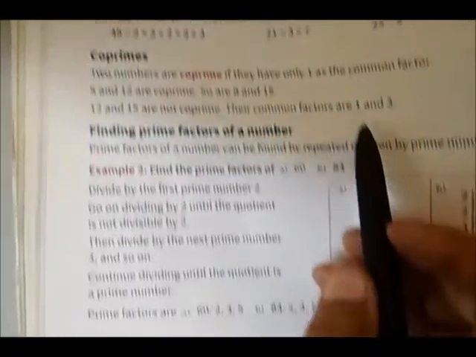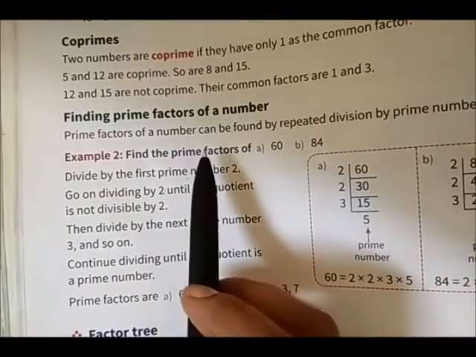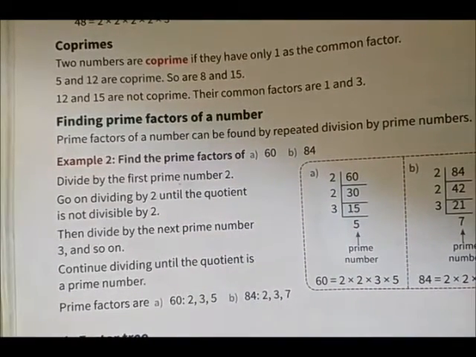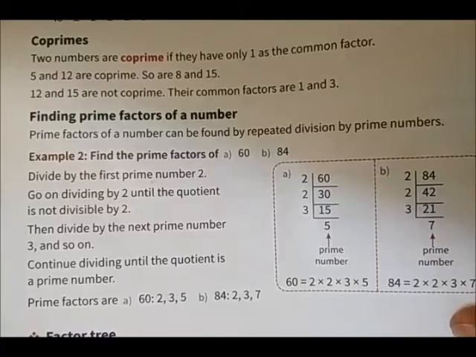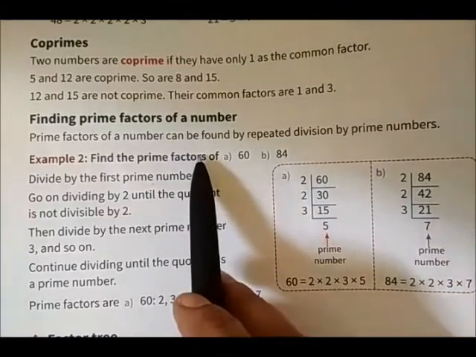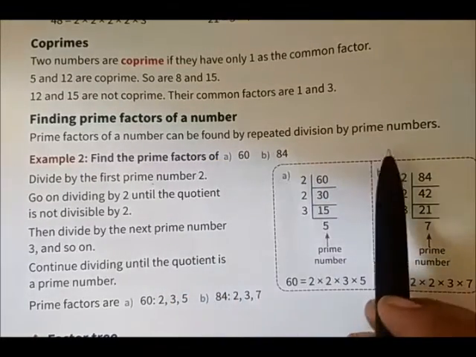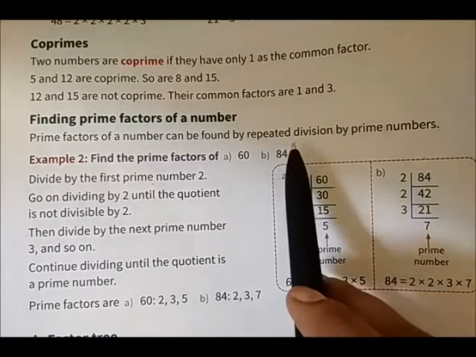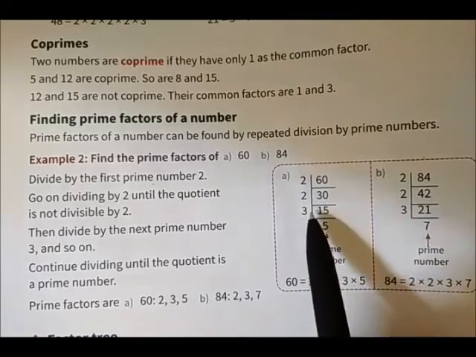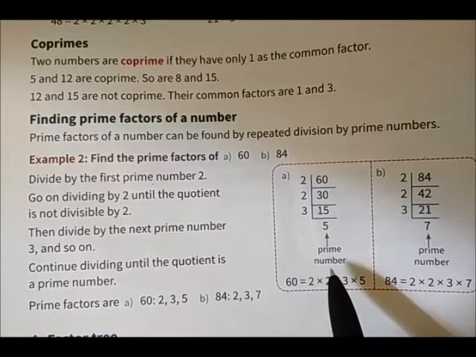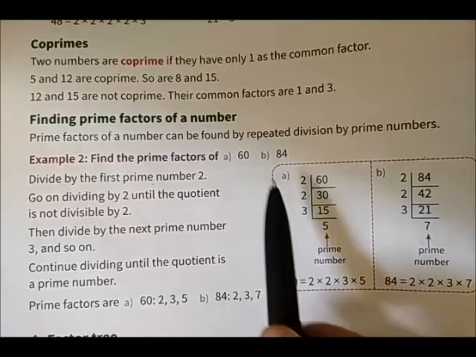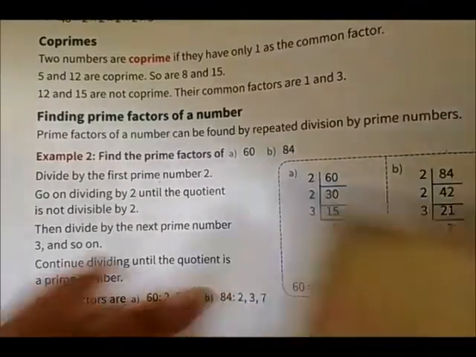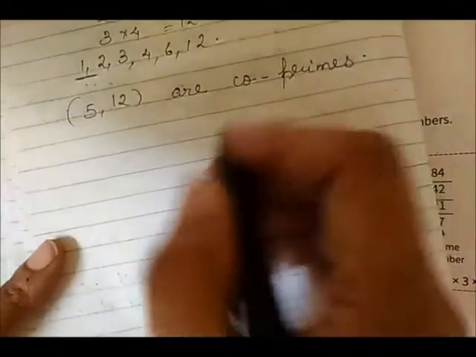Clear? Next we will see finding prime factors of a number. How to find the prime factors of a number? Prime factors of a number can be found by repeated division by prime numbers. We will do the repeated division until we get a prime number. So here we will see two examples. I will show you how to find the prime factors of 60.